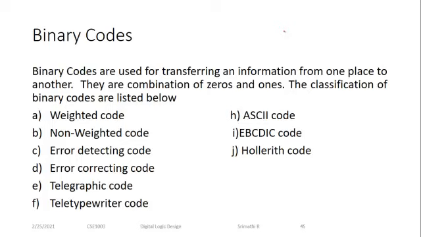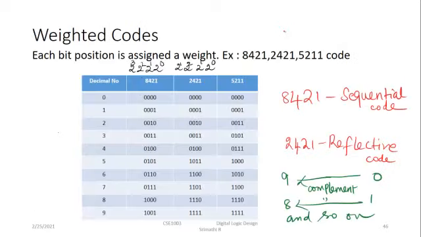There are many classifications of binary codes, namely weighted code, non-weighted code, error detecting code, error correcting code, telegraphic code, teletypewriter code, ASCII code, EBCDIC code, and Hollerith code. Coming to the weighted codes, keep in mind all these codes will have a combination of zeros and ones. We have different types of weighted codes: 8421 code, 2421 code, and 5211 code.